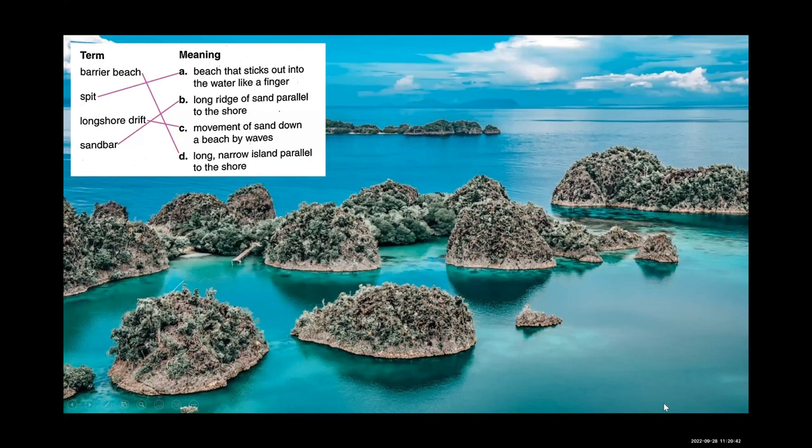So your barrier beaches are long, narrow islands parallel to the shore. And they're called barrier too because they do kind of protect from the ocean, if that helps you remember it. Your spit is a beach that sticks out into the water like a finger. Longshore drift is the movement of sand down a beach by waves, and a sandbar is your long ridge of sand parallel to the shore.